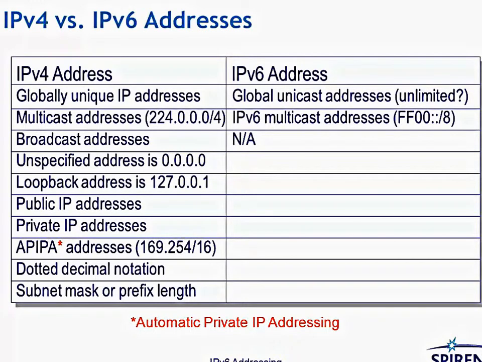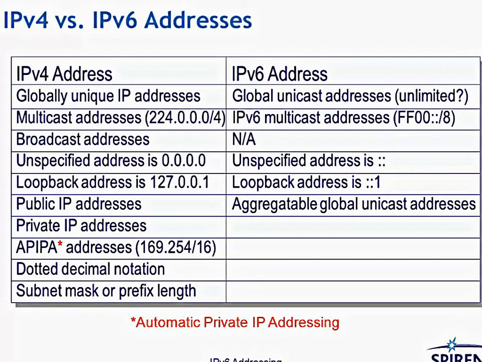Broadcast addresses are eliminated with IPv6. The unspecified address, or all zeros, is depicted as just :: with IPv6. The loopback address 127.0.0.1 with IPv4 is now ::1, or all zeros ending in 1 with IPv6. Public IP addresses are referred to as aggregatable global unicast addresses with IPv6.